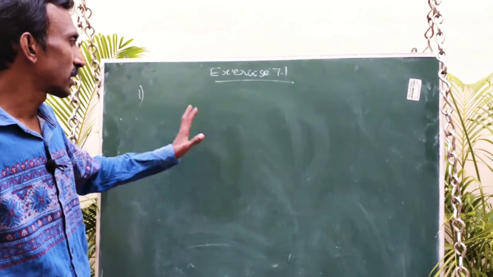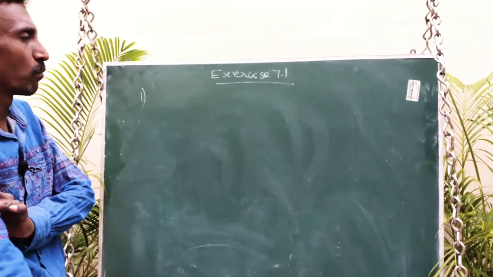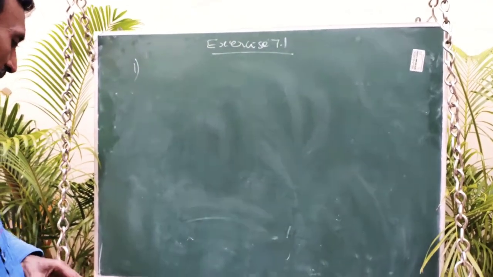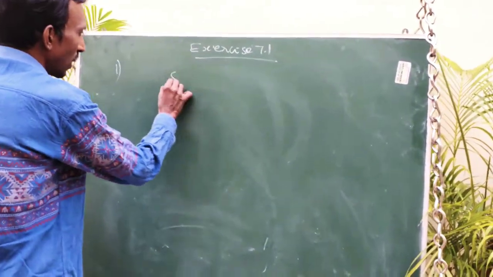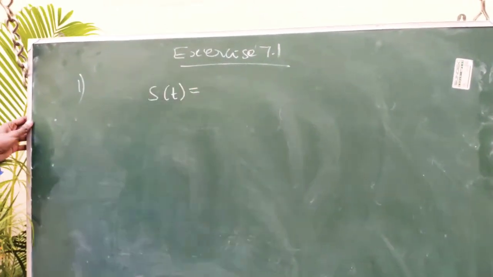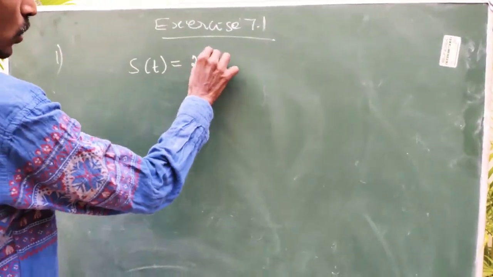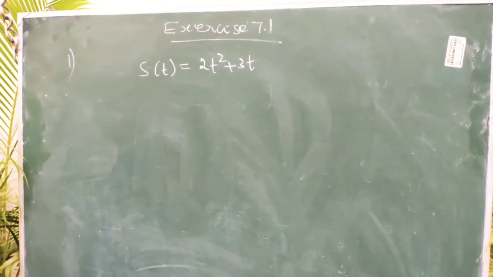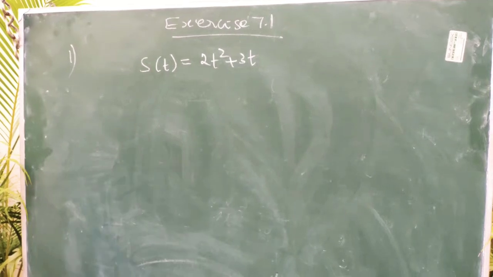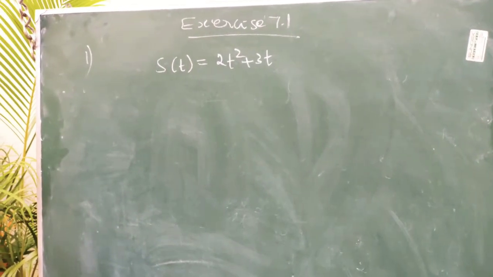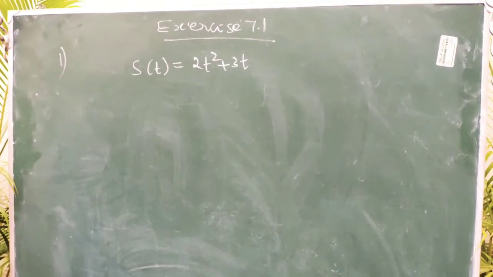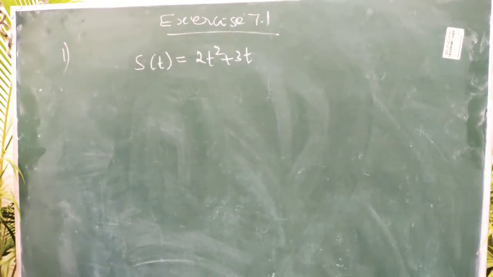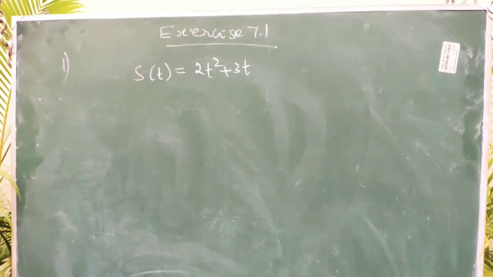Question number 1 in the exercise 7.1, the question is, a point moves along a straight line in such a way that after t seconds, its distance from the origin is given as s, and s is always time dependent. S of t equal to 2t square plus 3t. First there are two subdivisions. The first subdivision is find the average velocity of the point between t equal to 3 and t equal to 6 seconds. Second subdivision, find the instantaneous velocities at t equal to 3 and t equal to 6.